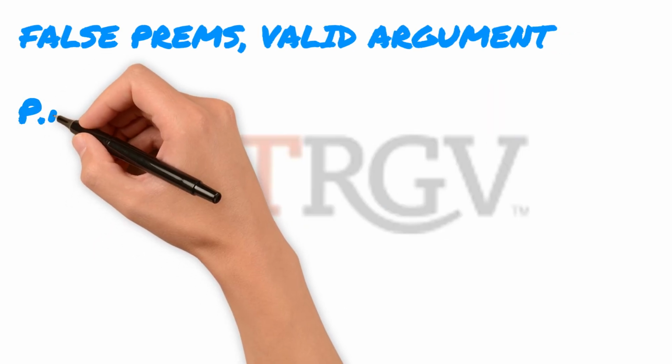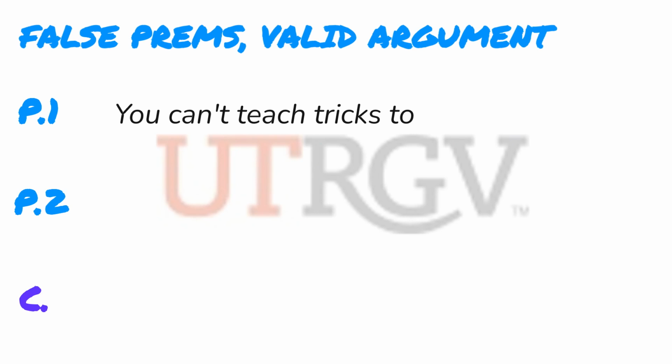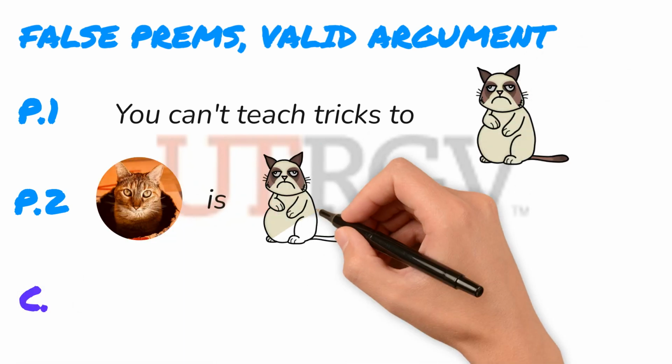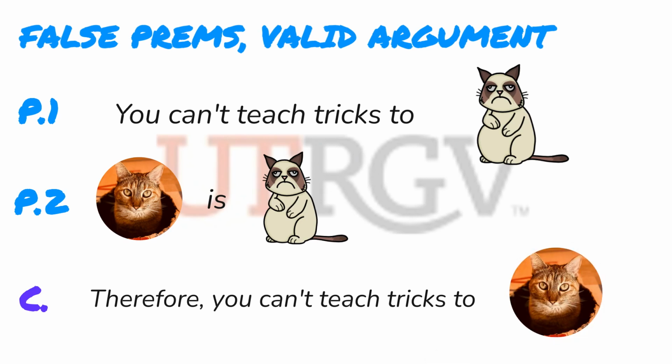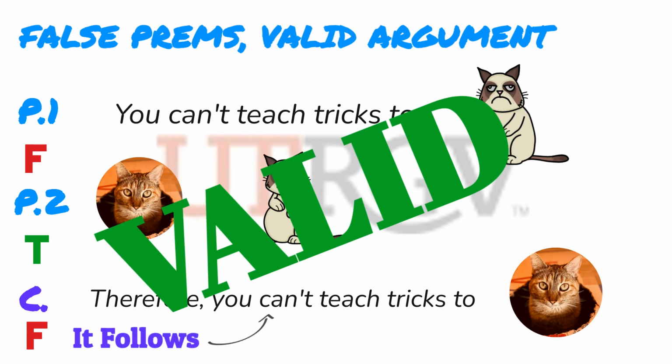Now, an argument can also be valid even when one or more premises are false. Premise 1. You can't teach tricks to a cat. Premise 2. Taz is a cat. Conclusion. Therefore, you can't teach tricks to Taz. The first premise is false, but the reasoning is valid because the conclusion does follow from the premises.